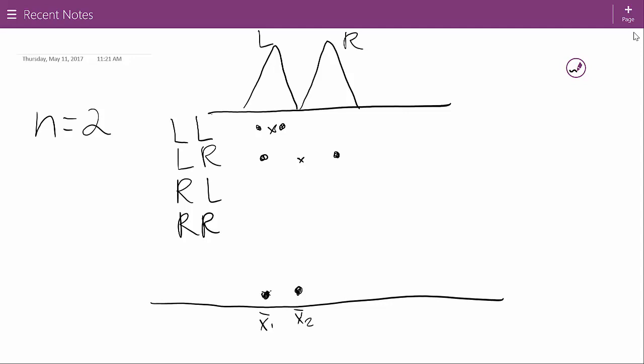Option number 3, from the right side and from the left side. So one point comes from here, another point comes from here, and the average is in the middle, right here, and I put it down as x3 bar. And the final possibility is right: one point comes from the right, another point comes from the right. Here is the average, and I put it down there, and that becomes my x bar number 4.